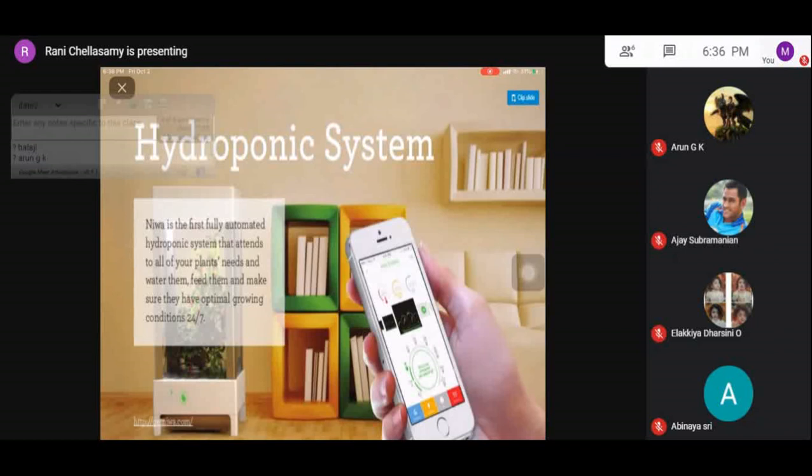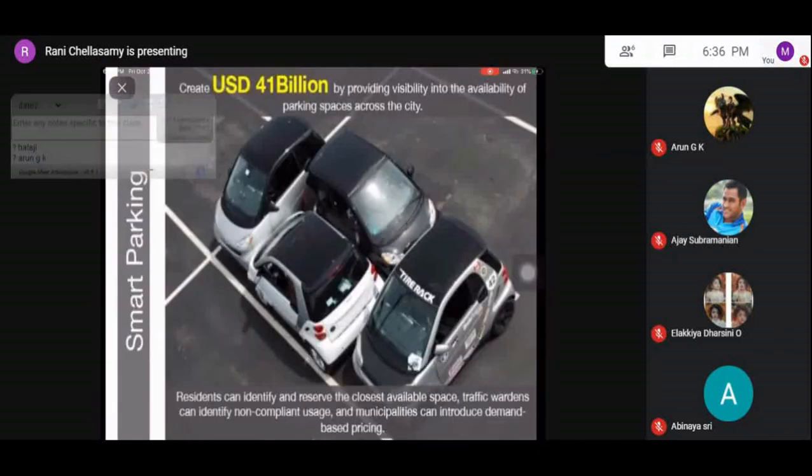Okay, and you might have heard of smart parking. Smart parking is nothing but the space which is allocated for a particular car in any residential areas or apartments or shopping malls like that. Okay.